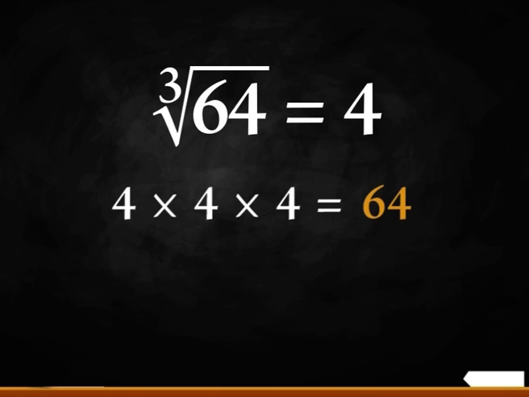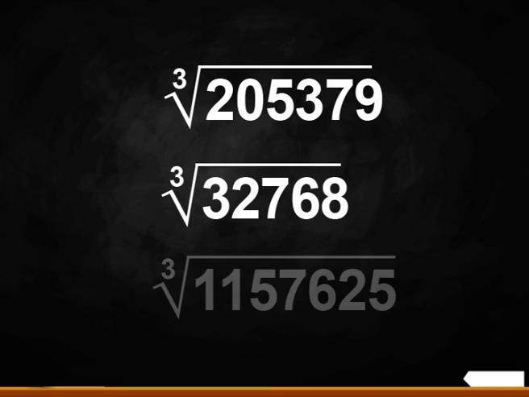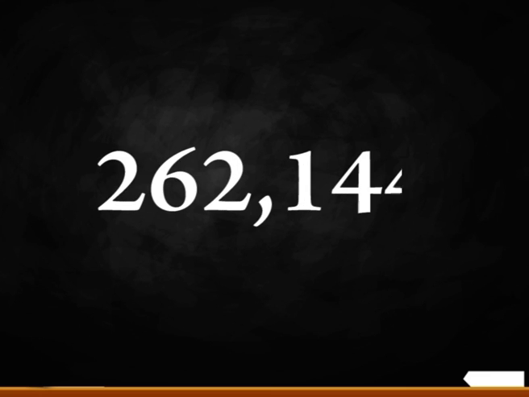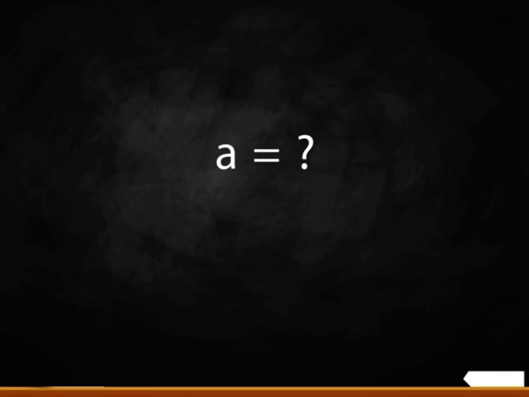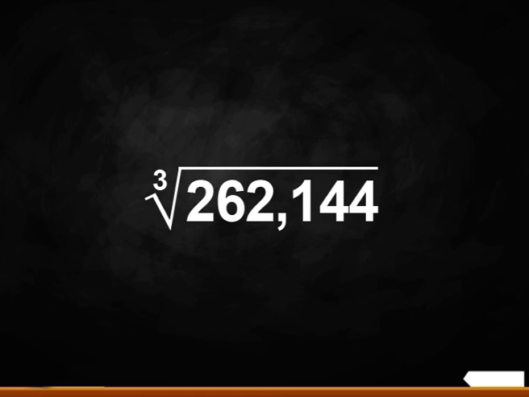But this was a very small number. Can we find out the cube root of much bigger numbers in the same way as I just discussed? Let us assume a bigger number, say 262,144. Can you find a number which when multiplied by itself 3 times gives 262,144? I give you a few seconds to solve the cube root of this number.